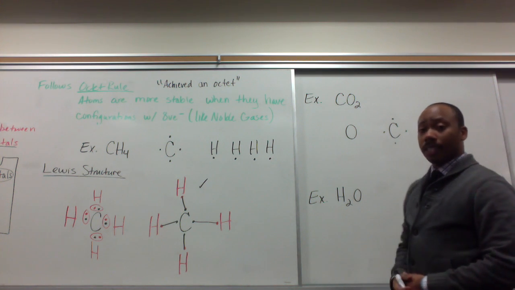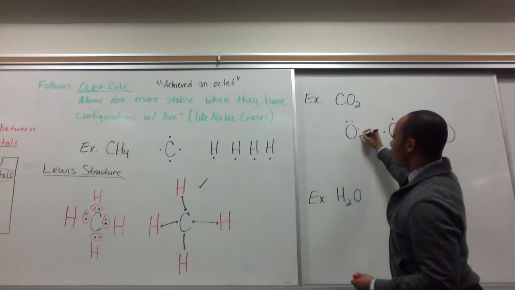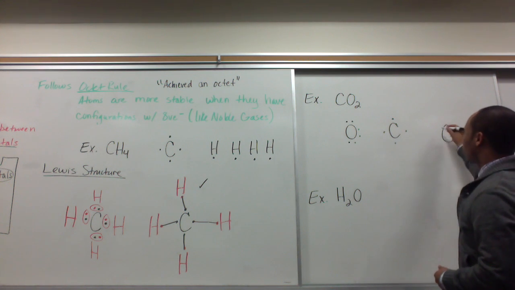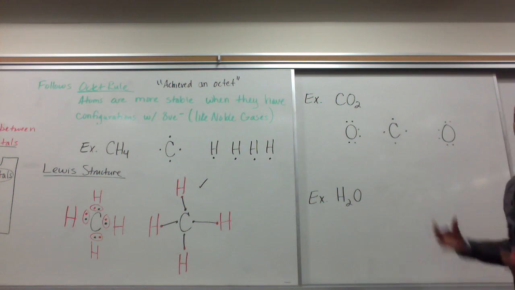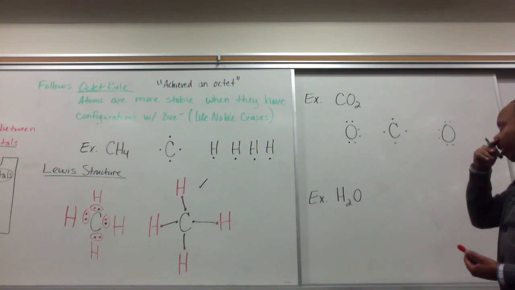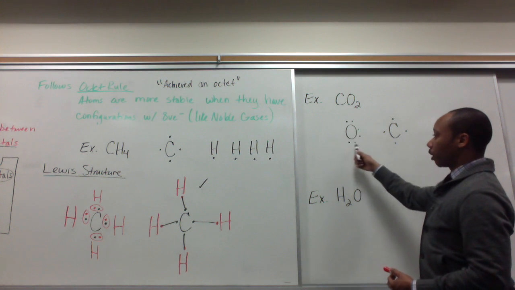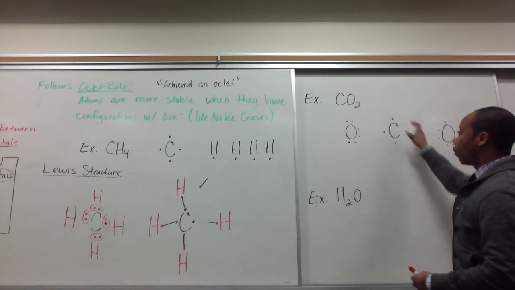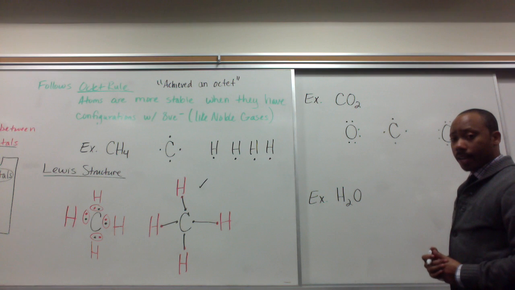Now, oxygen is in group 6A, so it has 6 valence electrons. 1, 2, 3, 4, 5, 6. Oxygen has 1, 2, 3, 4, 5, 6. They're the same atom, so they're going to have the same number of valence electrons. Now, the objective is to share electrons to achieve an octet. Oxygen has 6 valence electrons, so it wants to share 2 in order to achieve an octet. Carbon has 4 valence electrons, so just like the other example, it wants to share 4 to achieve an octet.